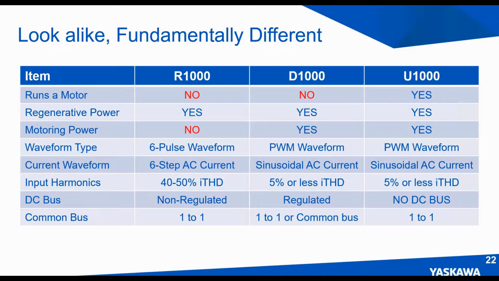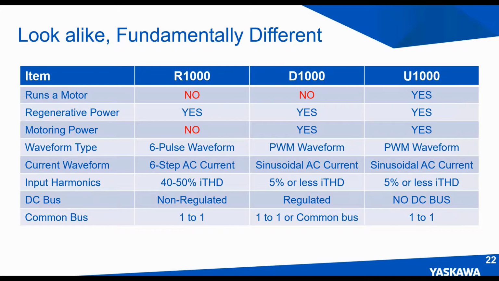When in regen, the waveforms are different. The R1000 is a 6-step waveform. As a result, it's going to have a 6-step current like we showed previously, harmonics 40 to 50% ITHD. The D1000 is going to generate a PWM waveform. That waveform is going to be cleaned and filtered by that input filter. So it's going to have a nice sinusoidal AC current with less than 5% ITHD at the input terminals of the D1000.